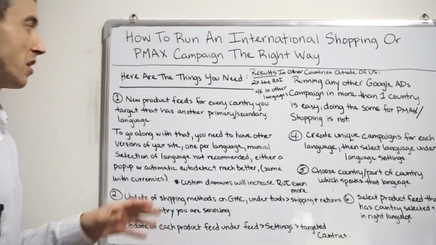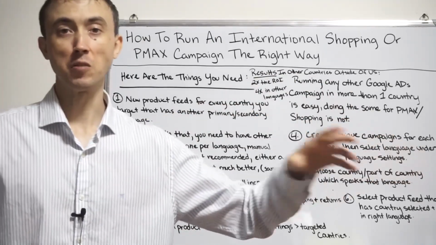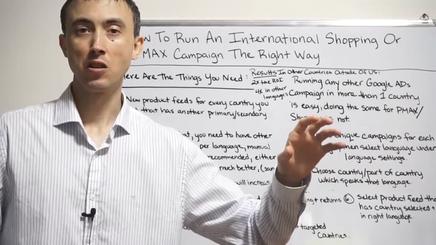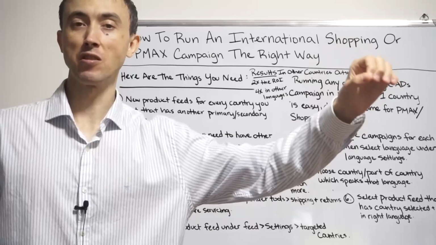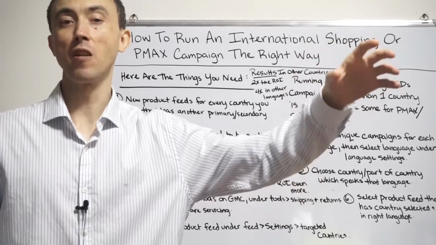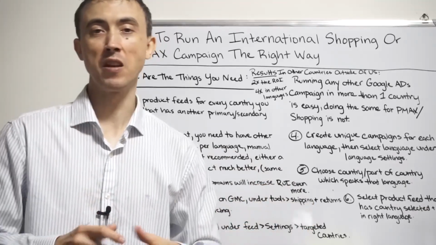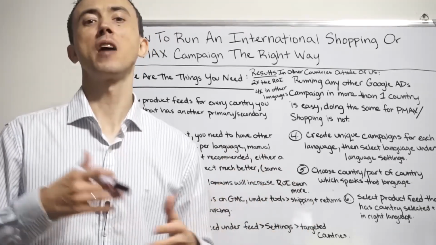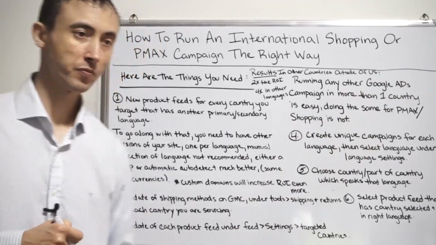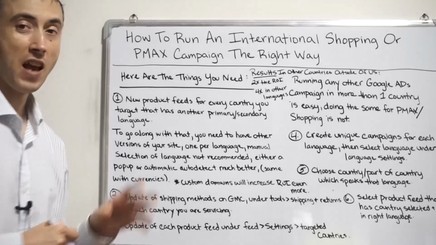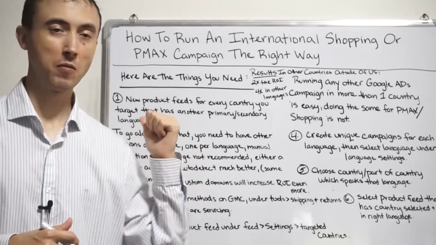So at the very least, you'll probably keep it simple and just target other countries that speak English. Their primary language is not English, but the people in those countries that speak English, that's what you're going to start off doing, because you need one product feed. There's less moving parts. Once you master that, then you can get into targeting people that speak other languages.